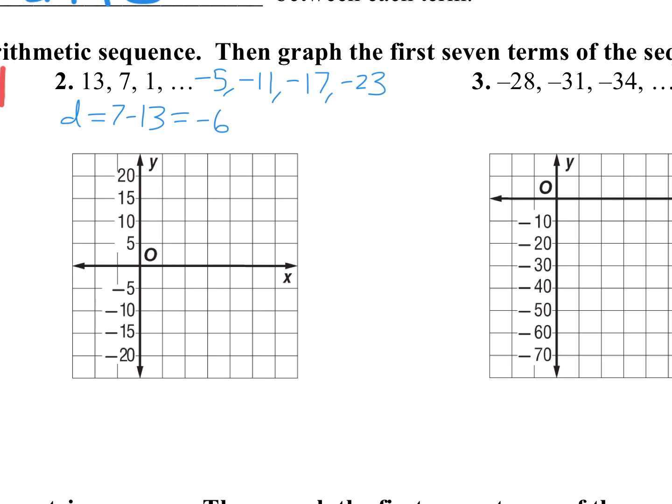All right, so now we graph those points. First point we want to graph is 1, 13. I'll leave the x-axis counting by ones, but then the y-axis counts by 5. Second point is 2, 7. Then 3, 1. 4, negative 5. 5, negative 11. 6, negative 17. And 7, negative 23.